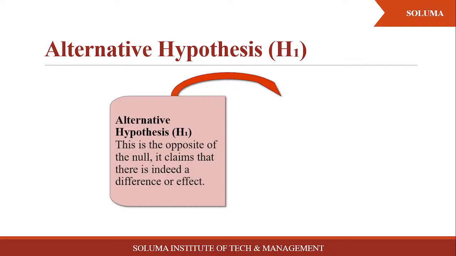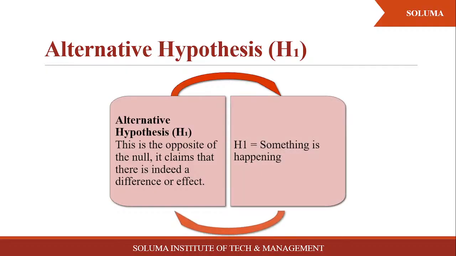Is that a significant difference? Is that a significant effect? Is that a significant damage or relationship, depending on what you are testing? So having established that, we conclude that H1, which is the alternate hypothesis, is simply saying something is happening. The null hypothesis is saying nothing is happening. The alternate is saying, no, you are lying, what you are saying is not true, something is definitely happening. That's what the alternate hypothesis is all about.